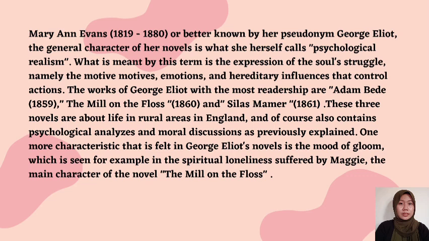Marian Evans, 1819 to 1880, is better known by her pseudonym George Eliot. The general character of her novels is what she herself calls psychological realism. What is meant by this term is the expression of the soul's struggle, namely the motives, emotions, and hereditary influence that control actions. The works of George Eliot with the most readership are Adam Bede, 1859, The Mill on the Floss, 1860, and Silas Marner, 1861.